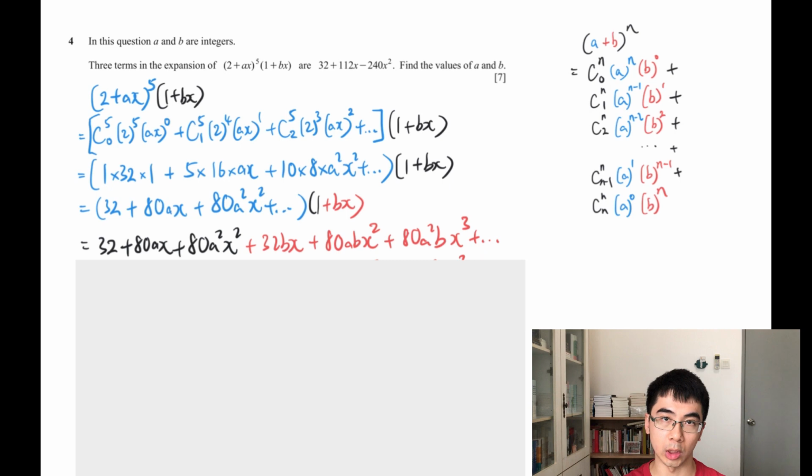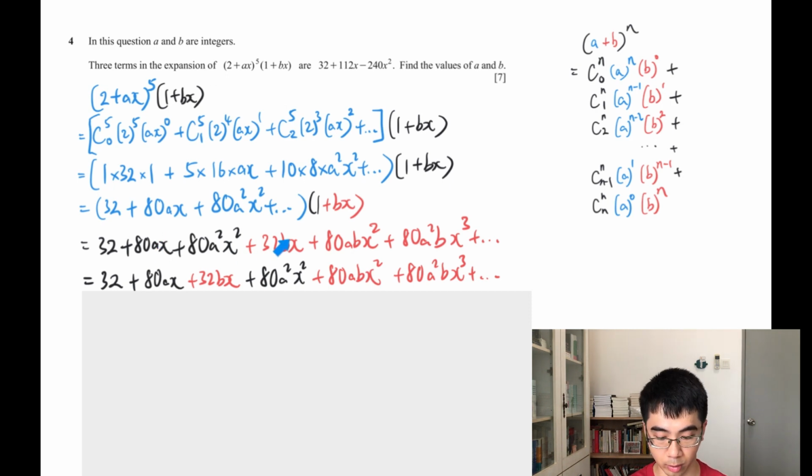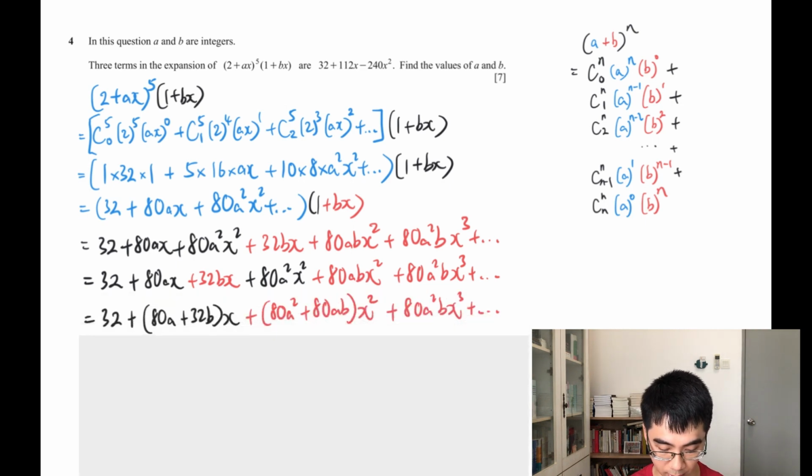Now we need to group the like terms, so I will rearrange the positions like this. The x to the power 1 terms, these two, write together. The x to the power 2 terms, these two, write together, followed by the x to the power 3 last term, and then dot dot dot. Now we can use factorization to group these terms. So we have 32, the constant term, plus (80a + 32b) times x, plus (80a squared + 80ab) times x squared, followed by the x cubed term, which is useless here. And this is the expansion.